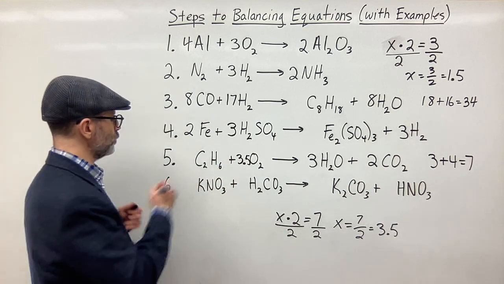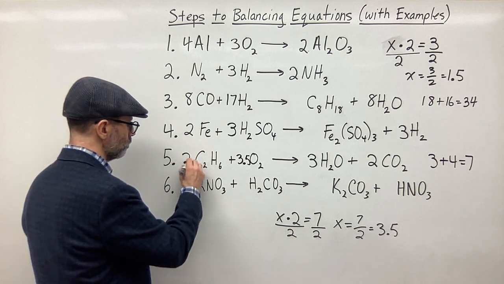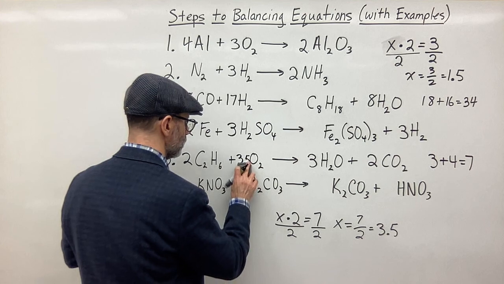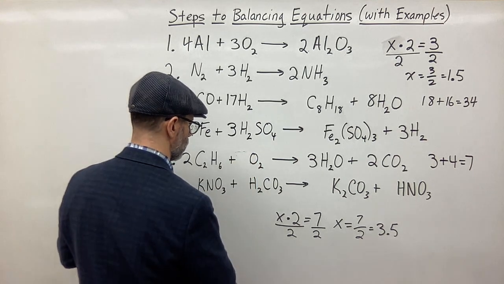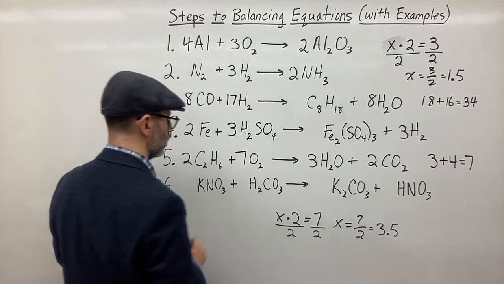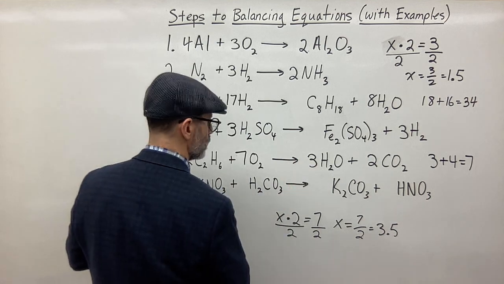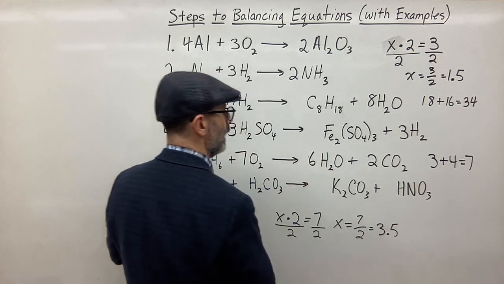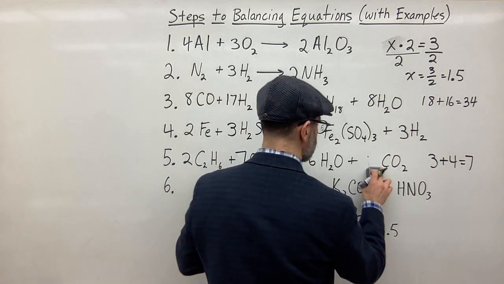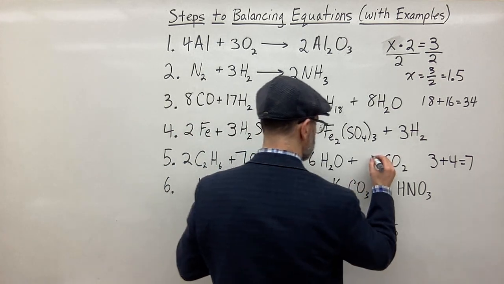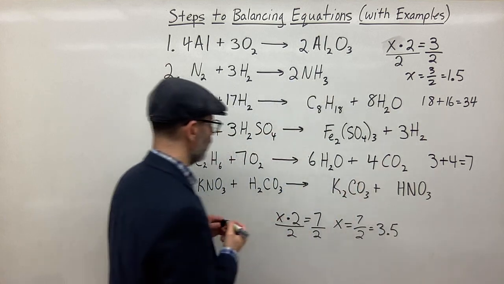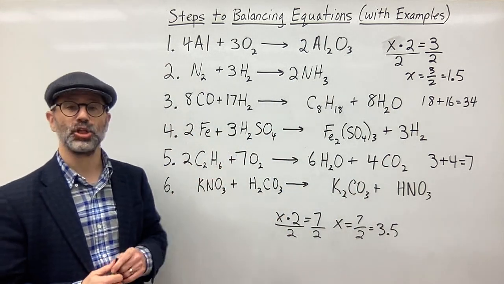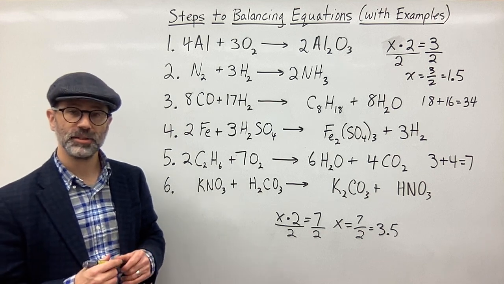So 1 times 2 is 2. 3.5 times 2 is 7. 3 times 2 is 6. And 2 times 2 is 4. And there, ladies and gentlemen, you have your balanced equation. You can check it to make sure that it's balanced, but it is all balanced.